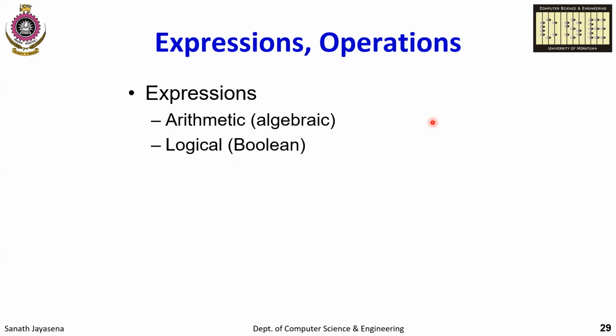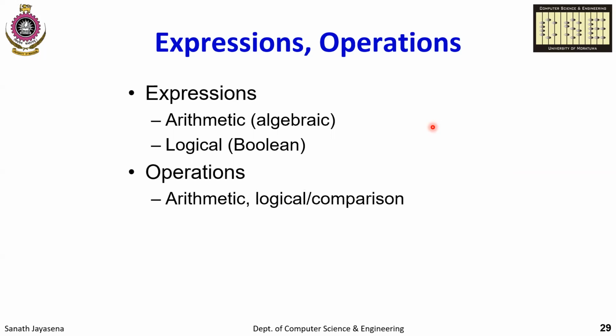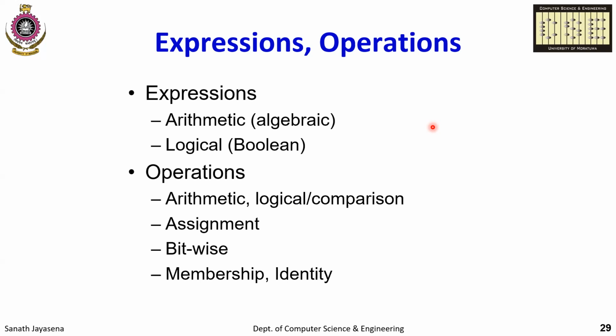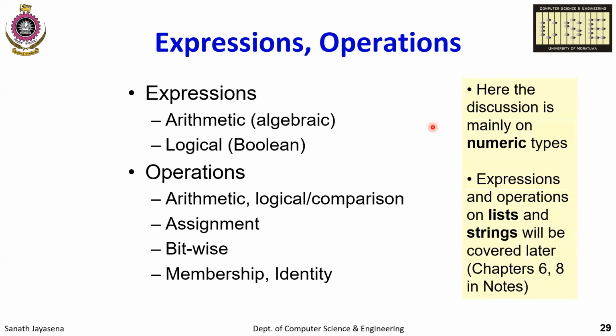We will look at arithmetic expressions. We can also refer to them as algebraic, logical or Boolean expressions. Those are the main expressions that we want to talk about at this moment. Then about operations: arithmetic and logical or comparison operations, assignment operation, bitwise operations, and some other operations related to membership, identity, and so forth. Let's discuss them one by one.